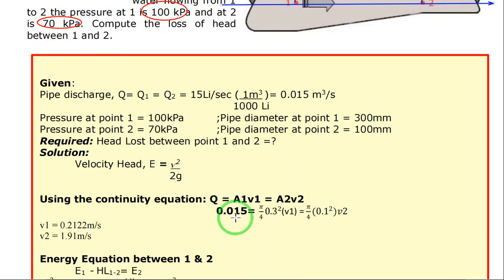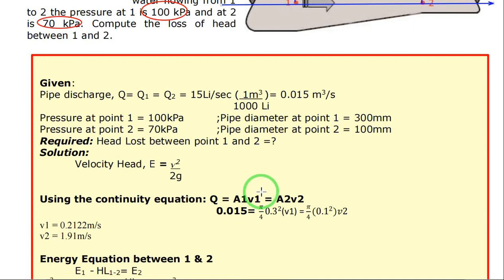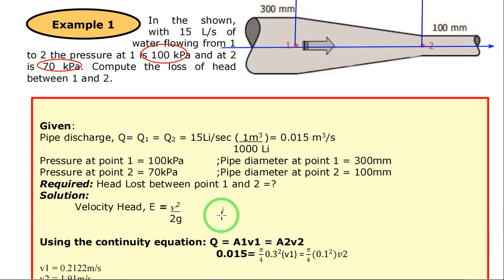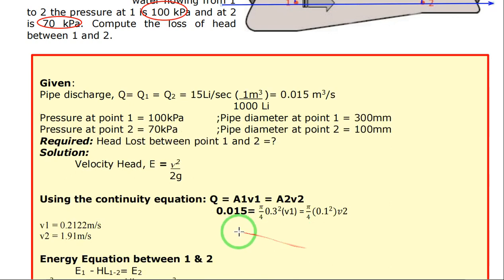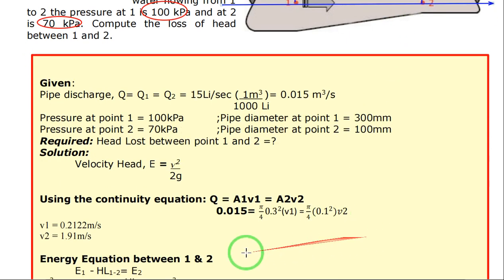So your problem now is the value of V1 and V2, since we already have the values of your P1 and P2. So using the continuity equation, you have your Q, or the discharge at point 1, equal to the discharge at point 2. So you have Q equals A1 V1 equals A2 V2. Okay, wherein your discharge is 0.015 equals the area at point 1, that is pi over 4 times 0.3 squared times V1, which is also equal to the area at point 2, that is pi over 4 times 0.1 squared V2. So you have V1 as 0.2122 meters per second, and then you have V2 as 1.91 meters per second.